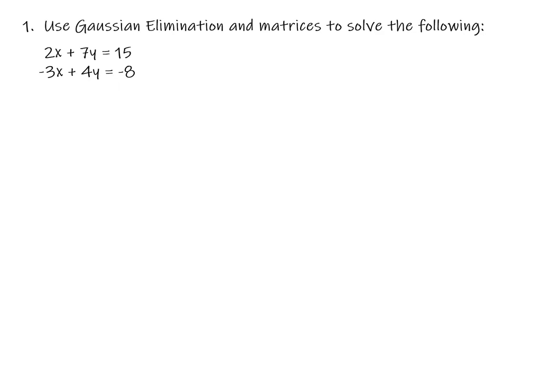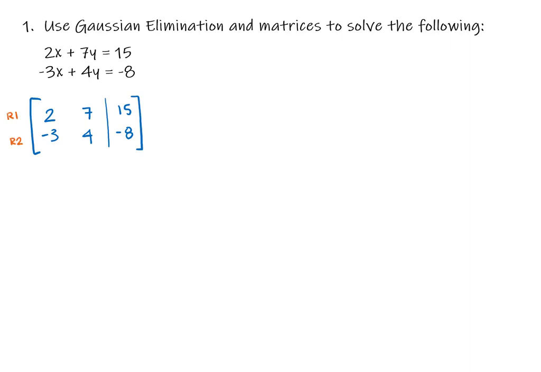For question 1, we're asked to use Gaussian elimination and matrices to solve the following system of equations. Now the first thing we want to do is write it as an augmented matrix. Notice I have these steps listed on your notes so that you can follow along when you try it on your own when you do the book example. Also, I'm going to label my lines so that way I know what I'm talking about.